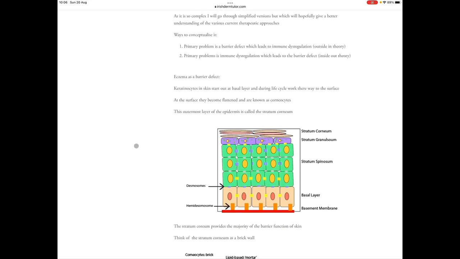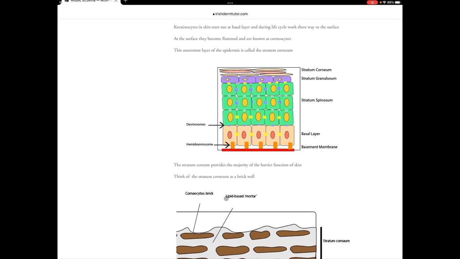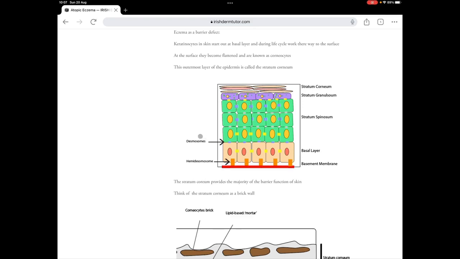Traditionally there are two ways to conceptualize it. One was that the primary problem was a barrier defect, and this then led to immune dysregulation; this was called the outside-in theory. The other was that the primary problem was actually immune dysregulation, and this then led to barrier defect; this is called the inside-out theory. So I'm going to talk first about eczema as a barrier defect.